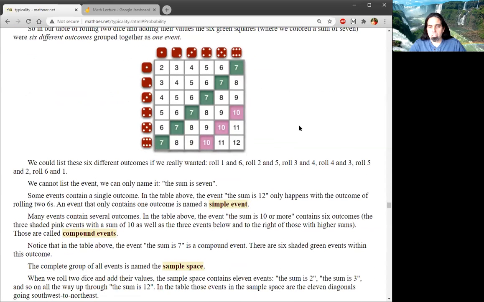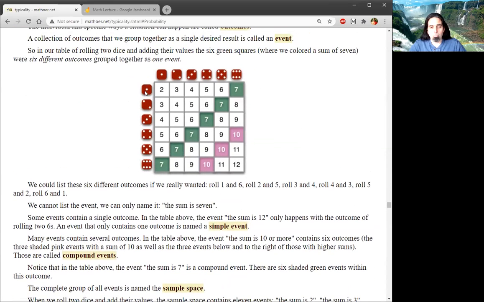We could list the 6 outcomes that make the event of rolling a 7 if we wanted. We could roll a 1 and a 6. We could roll a 2 and a 5, and so on. We can list them like that because they are real things that happened in real life with dice. You could take a picture of it. We can't list the event. We can say its name is "the sum is 7," but we can't use our cell phone camera to take a picture of all of the ways that one pair of dice could roll a 7. We'd have to pick up the dice and keep rolling them. That would take a video, not just an image.